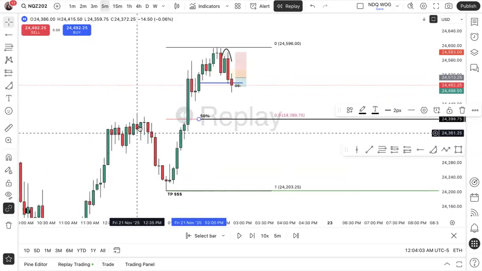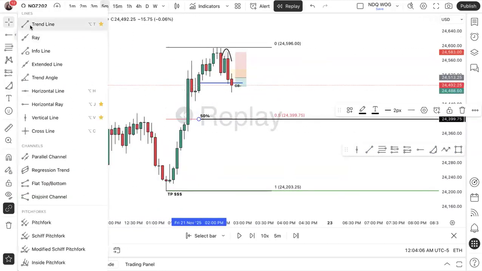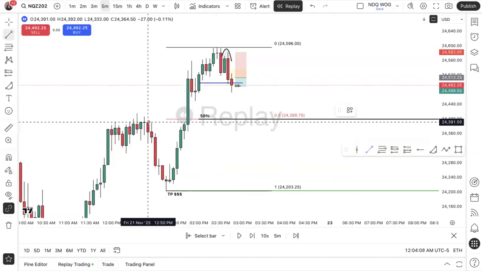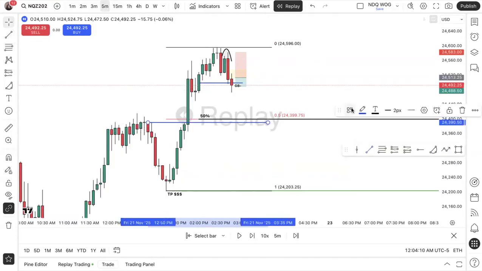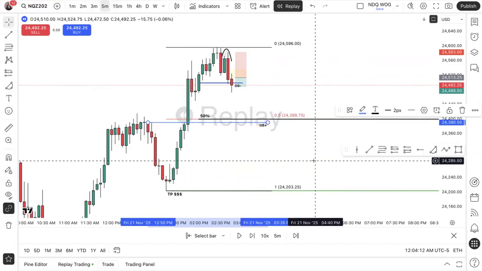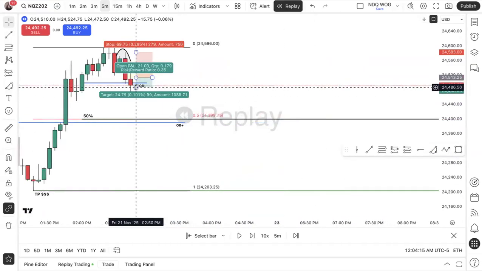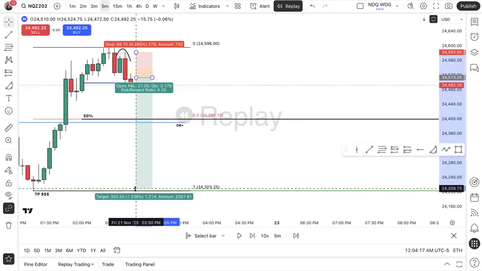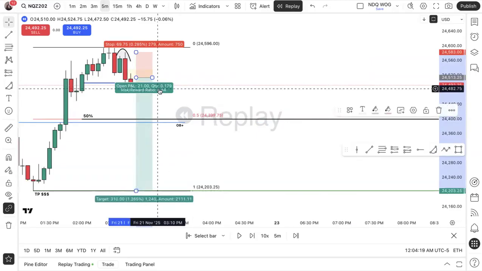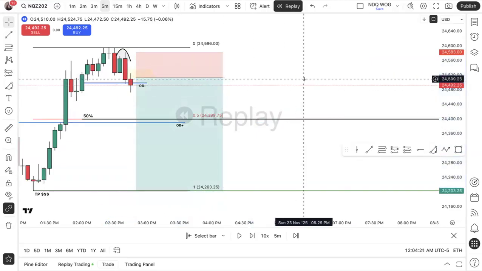There's an order block here. On the 5 minute, there's also an order block here, which, again, I would love price to sit here and drop 311 points. I mean, this is a beautiful 4-to-1 trade.